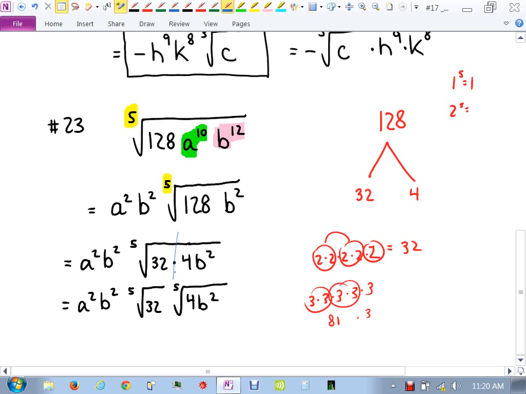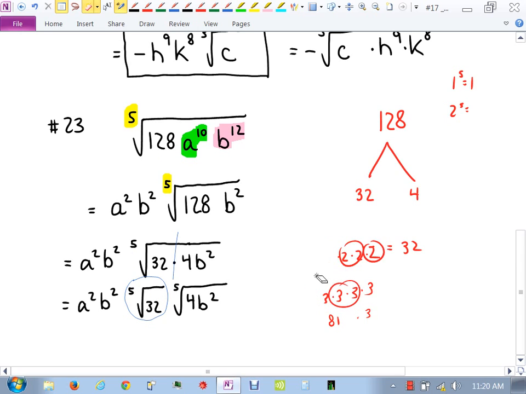Yep. That fifth root, so I broke up the 32 and the 4b squared. I know I can't break down the 4b squared anymore, right? 4 is not a perfect fifth power. B squared, 5 doesn't go into 2. But that 32 we know is 2 times 2 times 2, 5 times, right? So the fifth root of 32 is 2. So this guy right here turns into a 2, right?